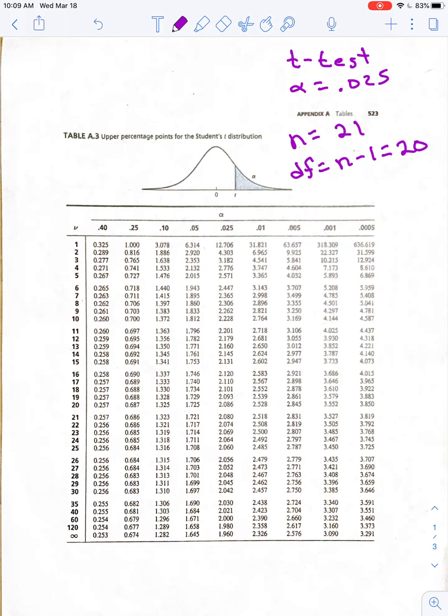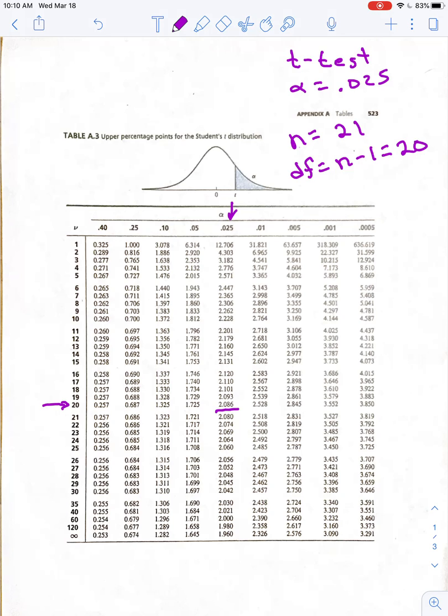So let's see what we have here. We have 0.025 right here. That's our level of significance. Our degrees of freedom is 20, which is right here. And we go over and find the intersection. Our critical value for this problem would be 2.086. So that's how you read this table.